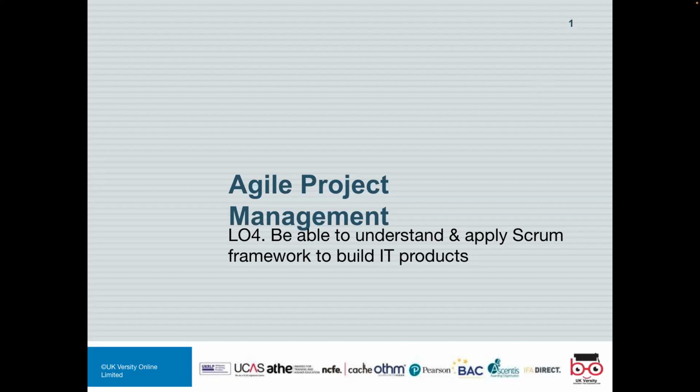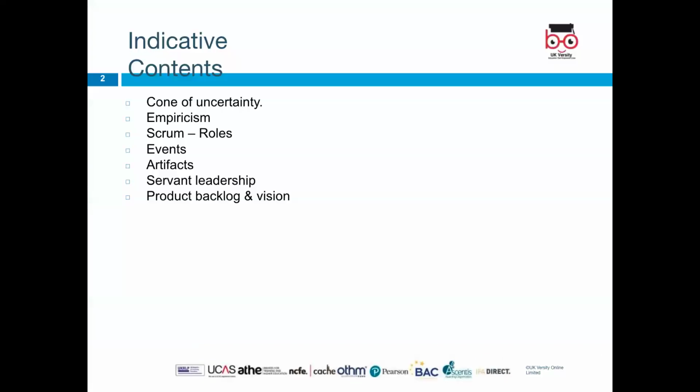So, be able to understand and apply the Scrum framework to build IT products. This is the indicative content for this learning outcome. We have cone of uncertainty, empiricism, Scrum roles, events, artifacts, servant leadership, product backlog, and vision.